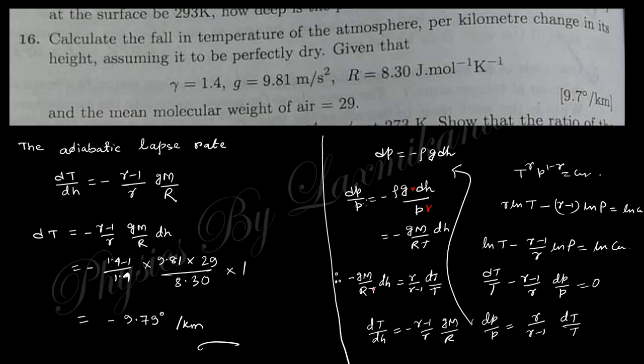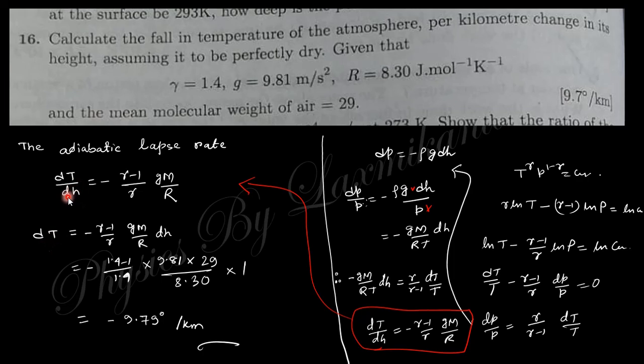So if you put gM by RT dh here, and the right hand side is like that, so dT by dh, you can see here this T cancels out, minus (gamma minus 1) by gamma times gM by R. Okay, so this relation is actually used here to determine this temperature fall, because there is a minus.